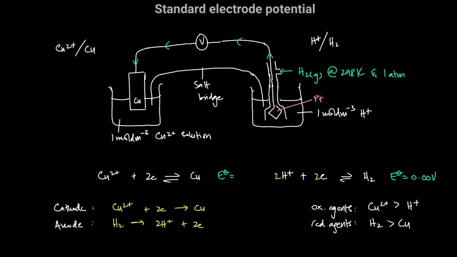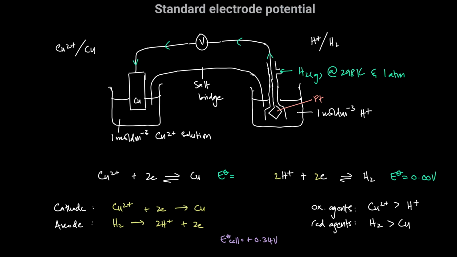Over here, we find that the EMF of the cell is equal to 0.34 volts. That's the reading that the voltmeter gives us. And we want to determine what the standard reduction potential of this half equation is, or this copper 2+ copper half cell. We know that it'll either be negative 0.34 or positive 0.34.